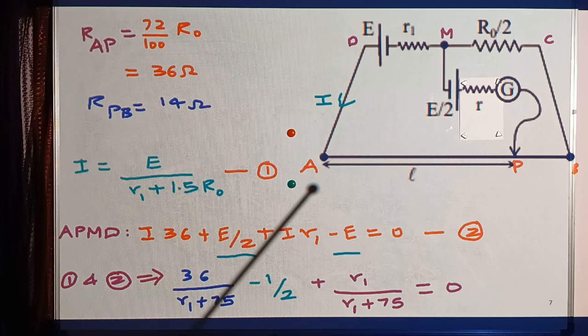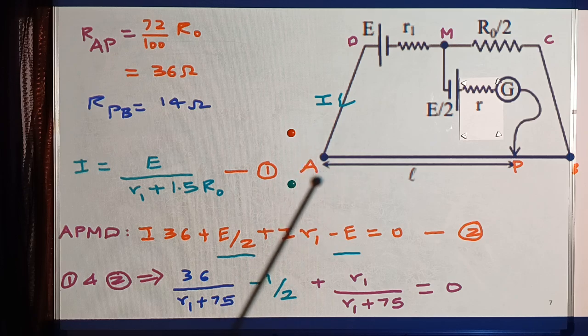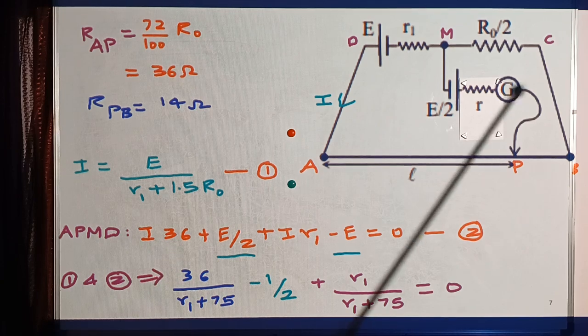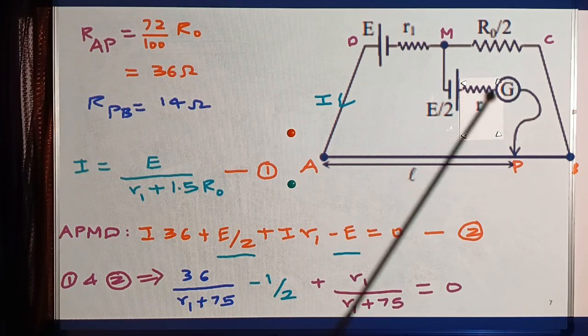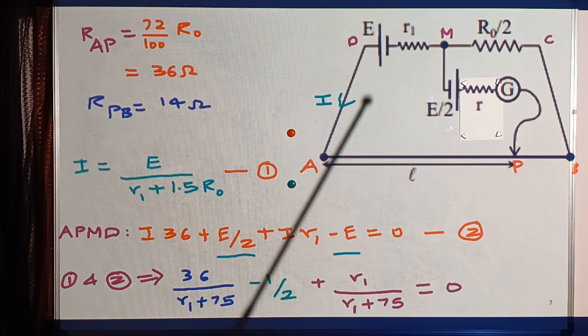Applying KVL in this loop, A, P, M, D, in the form summation of drops equal to 0. Along the direction of current, there is a drop along the resistor. So from A to P, there is a drop because the direction of current is from A to P. So the drop is the current value I into the resistance, which is 36. And from here to here the current is 0, so the drop is 0. And there is a drop of E by 2 here, so plus E by 2. And here the current is flowing in this direction, so there is a drop of IR1. And here is a voltage rise. So in terms of drop, it will be minus E equal to 0.